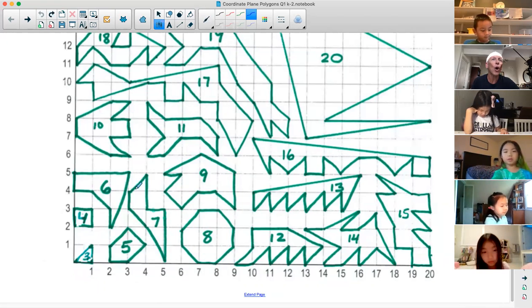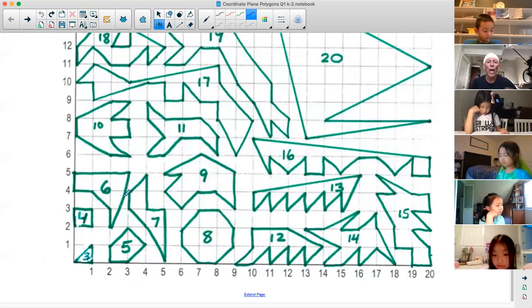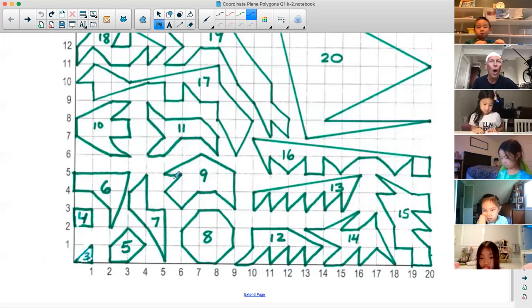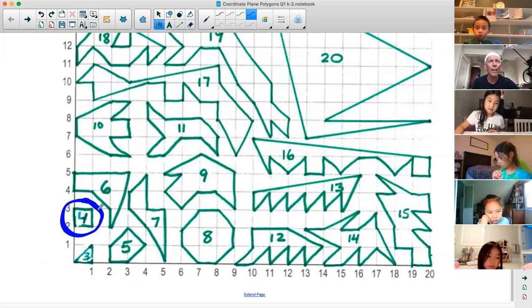Who can find the quadrilateral? Everybody go like this. Quad means 4. Quad means 4. Who can find the quadrilateral? Raise your hand, please. Alice. There's a square in between 3 and 2. Between 3 and 2? On the bottom of the paper. Oh, you mean right here.